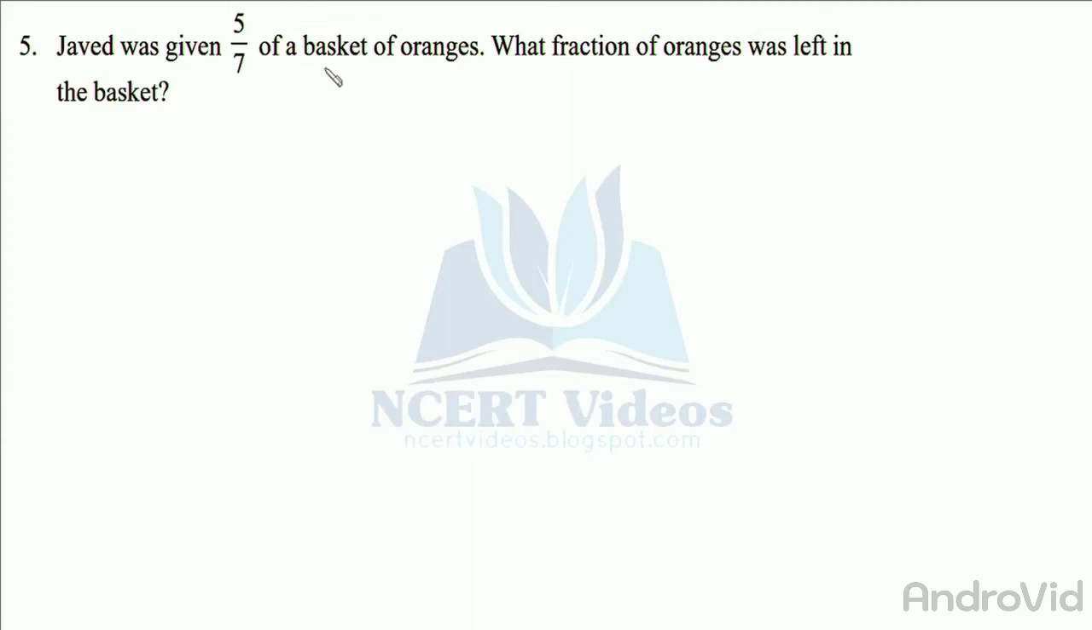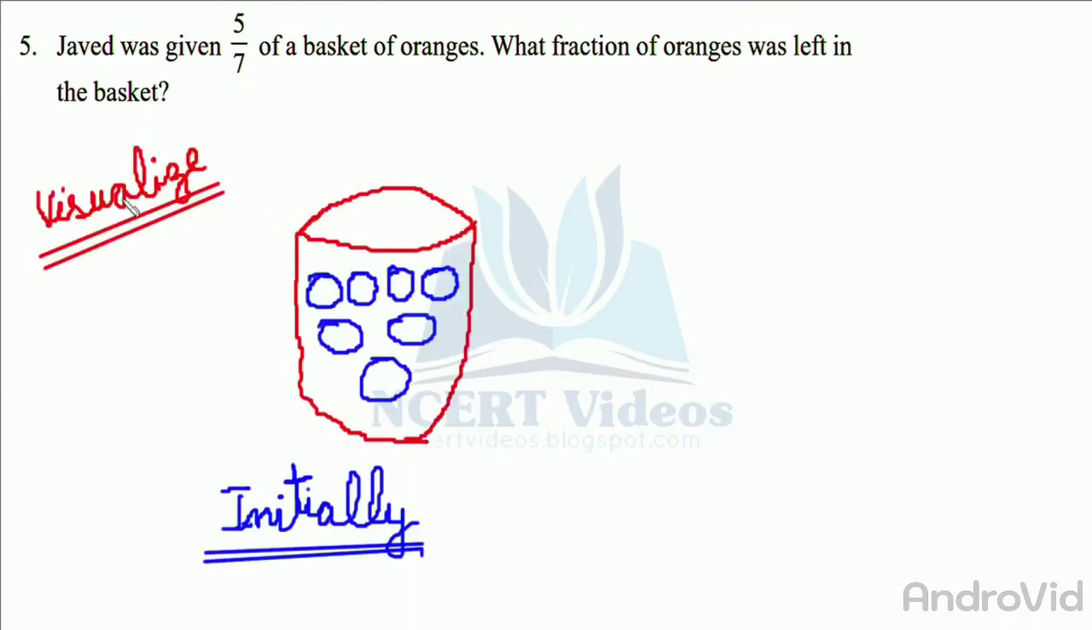Question 5. Javed was given 5/7 of a basket of oranges. What fraction of oranges was left in the basket? So let's visualize it first. Initially there were 7 out of 7 oranges.